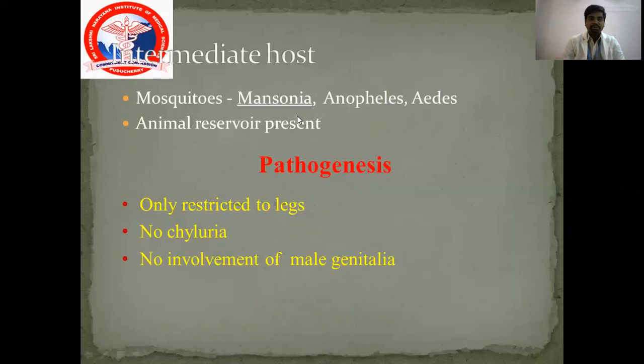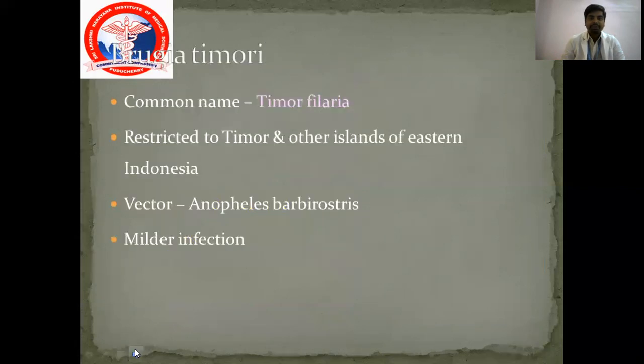Intermediate host: mosquito, Mansonia, Anopheles, Aedes, and an animal reservoir is present. Pathogenesis is restricted to the legs, no chyluria, no involvement of the male genitals. No chyluria, that is, we won't see white-colored urination from lymph in the urine. Mostly we can see the infection only in the leg. The other, Brugia timori, is the Timor filaria, restricted to Timor and other islands of eastern Indonesia. The vector is Anopheles barbirostris, a mosquito, and it causes a milder infection compared to Wuchereria bancrofti.